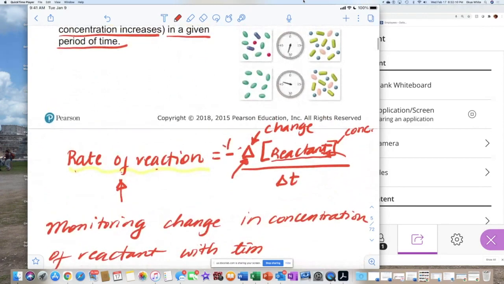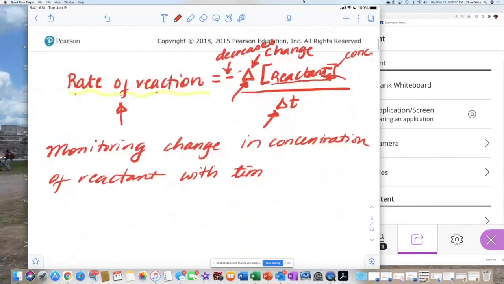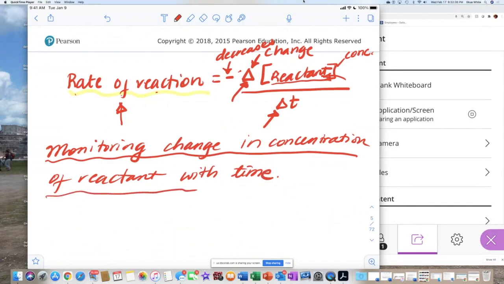It's decreasing. So in this one equation, a lot of stuff is being communicated, right? It is decreasing, and it's decreasing according to what? A change in time. So this equation communicates the definition of the rate of the reaction when you're tracking the reactant. Okay? Remember, we figure out the rate by monitoring the change in concentration of the reactant with time.